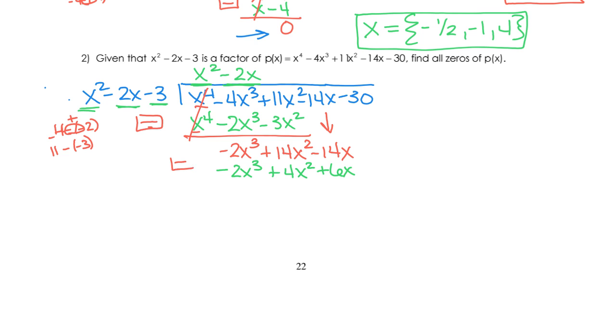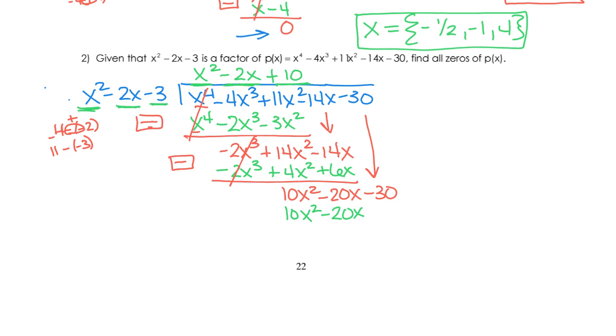Put up the minus sign. And negative 2x cubed minus a negative 2x cubed is going to cancel. 14 minus 4 is a 10x squared. And negative 14 minus 6 is a negative 20x. We'll bring down our last term, which is negative 30. And back up at the top, we're going to need a plus 10. So that the 10 times the x squared is the 10x squared. The 10 times the negative 2x is negative 20x. And the 10 times the negative 3 is negative 30.